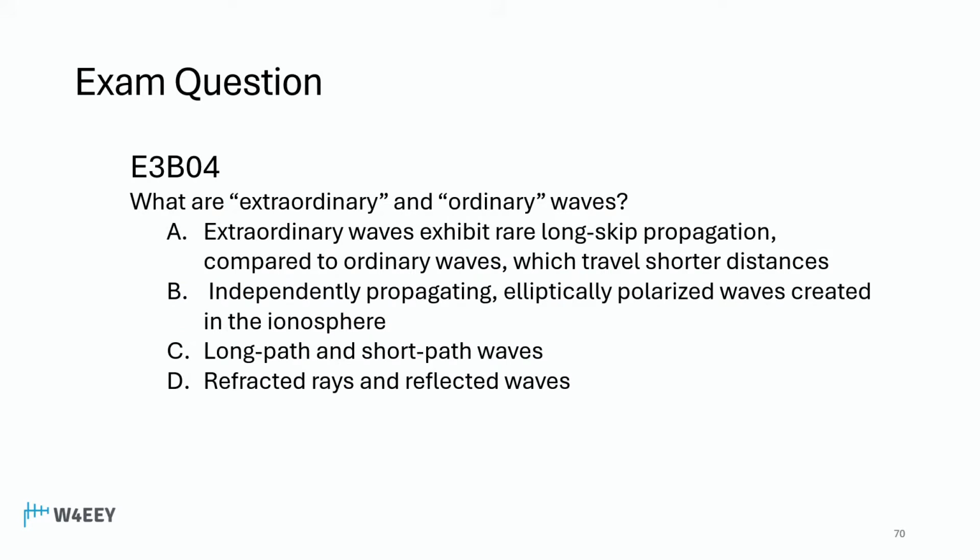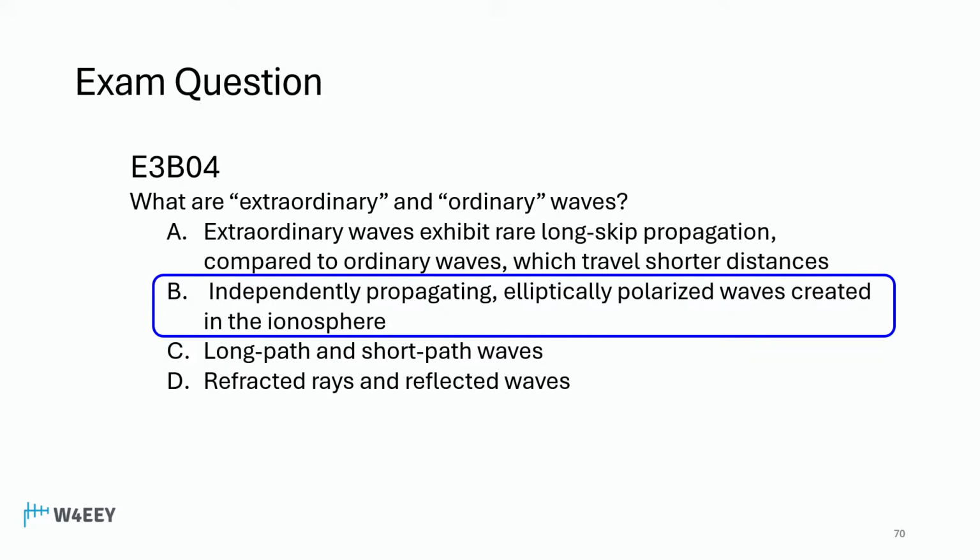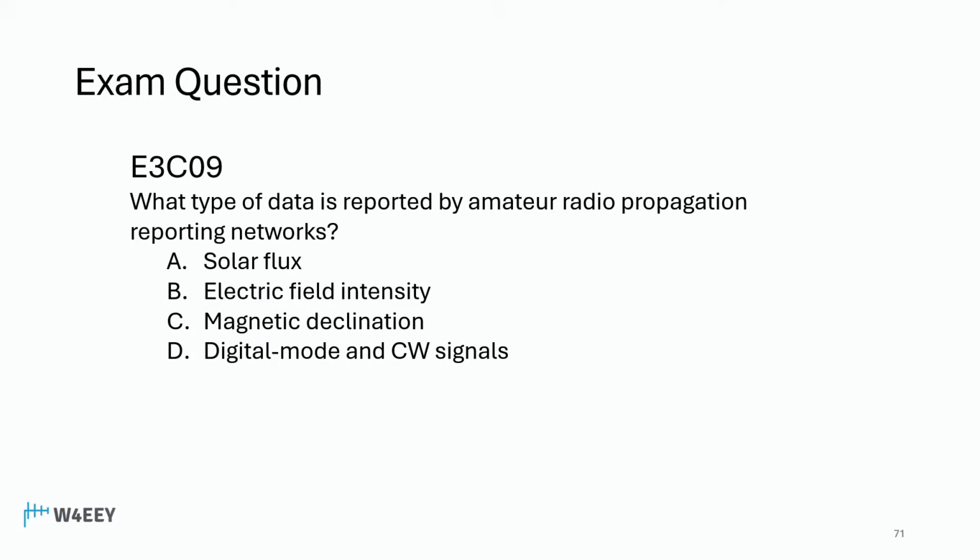What are extraordinary and ordinary waves? Bravo, independently propagating elliptically polarized waves created in the ionosphere. What type of data is reported by amateur radio propagation reporting networks? Delta, digital.